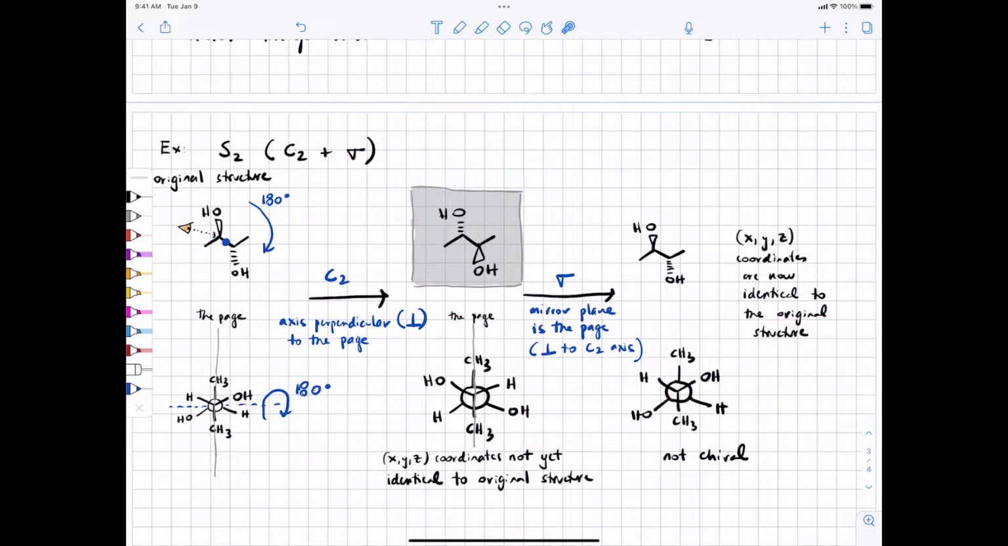Could you go over just like the coordinates part again? Because the mirror reflection part makes sense. Yeah.